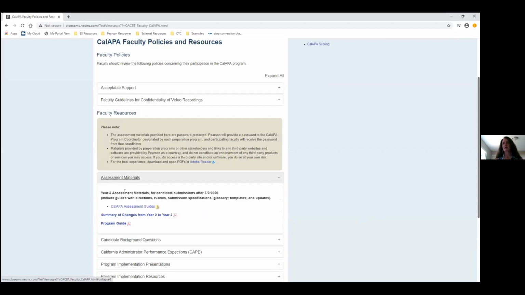Scrolling down midway on the page, there's a section called Assessment Materials. If you open that, there's a link to download a zip file of all 3 assessment guides. And Lori, before you move off of there, 2 above it says acceptable supports, which we will be referencing later today, just to note where it is.